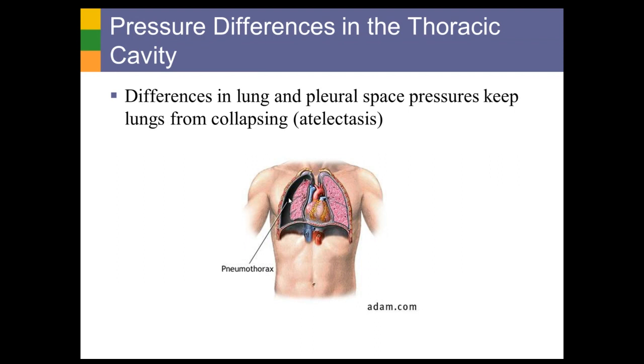A pneumothorax is treated by inserting a chest tube, and they pull negative pressure and then patch up the entry to that, and then the lungs are able to reinflate.